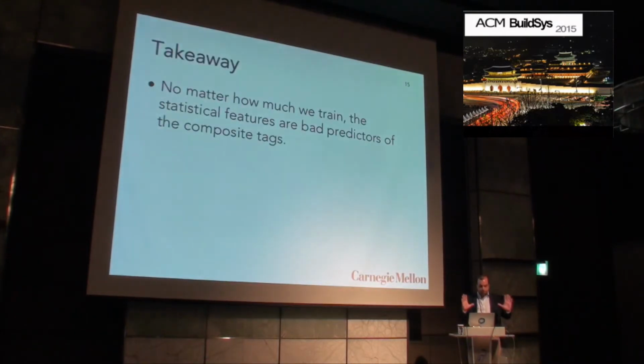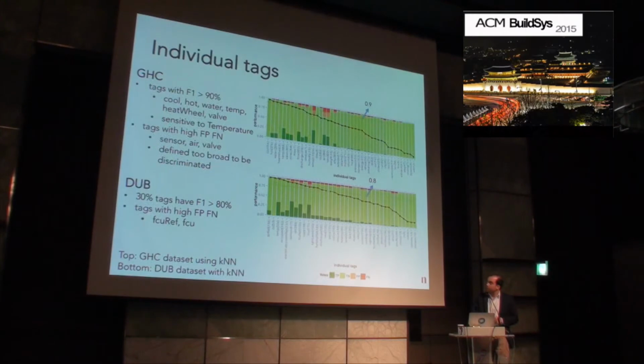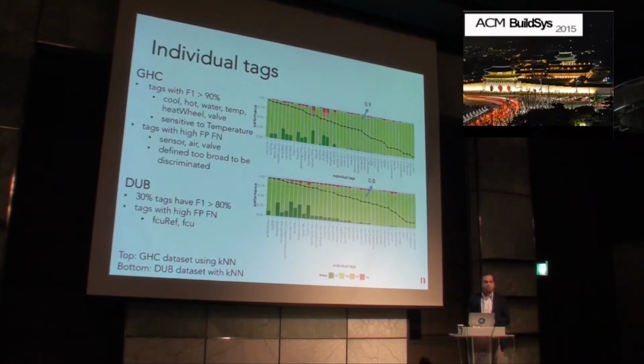Okay, so the takeaway from that part is that no matter how much we train, if we try to predict the full composite label, it's going to be really hard. So then we said, okay, let's try it on individual tags. Instead of trying to predict the full composite label, let's just detect whether it's a sensor, whether it's air, whether it's a VAV, and so on and so forth. Which seems unintuitive or maybe impossible, but for some sensors it actually works really well.